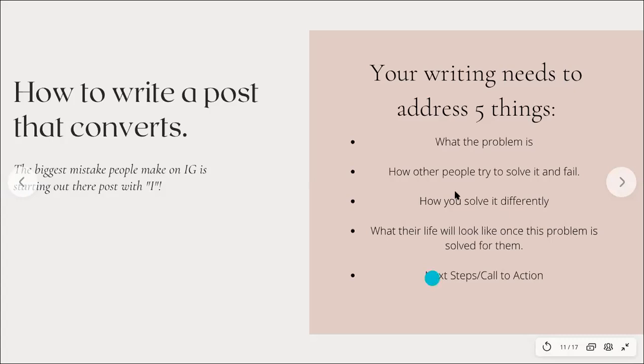Boom, done. If you follow these tenets, you can definitely get away with only posting 3 or 4 times a week. People do not need to see tons and tons of content. They just need to know, when they stop on your post, are you talking to them specifically? Do you know exactly what their problem is inside and out? How other people try to solve it and fail, this is like your competitors. Why do most coaches or healers try to solve this problem, and where do they fail? How you can solve it differently, this is your differentiation factor, and what their life will look like once their problem is solved for them.